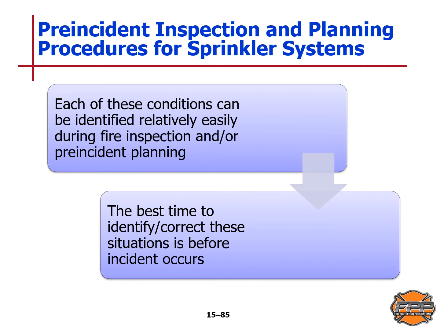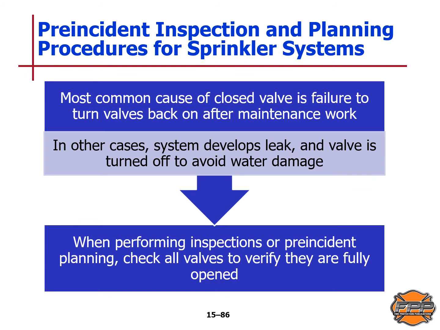Each of these conditions can be identified relatively easily during fire inspection and/or pre-incident planning. The best time to identify and correct these situations is before an incident occurs. The most common cause of a closed valve is failure to turn the valves back on after maintenance work. In other cases, a system develops a leak and a valve is turned off. When performing inspections or pre-incident planning, check all valves to verify they are fully opened.